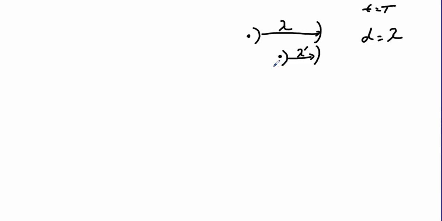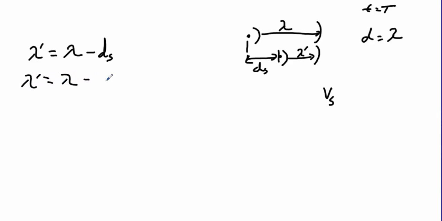So what I'm interested in is what is lambda prime? How do I get it? Well, lambda prime is equal to the original distance, lambda, minus however far the source went in this time. And I'm going to call that ds. So lambda minus the distance the source went. Well, how do I figure out the distance the source went? Well, I need to know how fast it's moving. So the velocity of the source is vs, and the distance it goes is equal to velocity times time, as long as it's moving at a constant rate. So ds is actually equal to the velocity of the source times period.